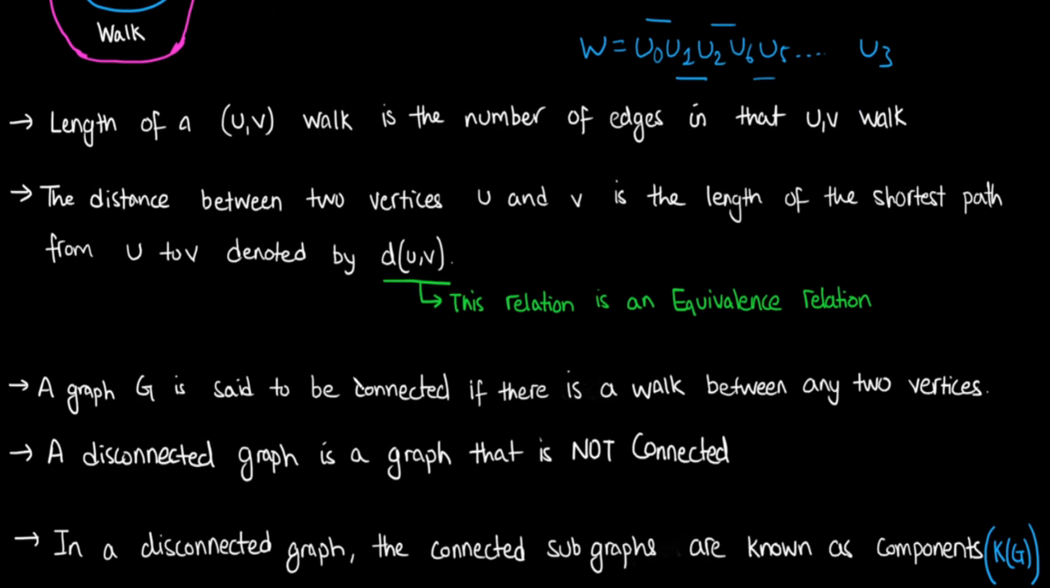A graph G is said to be connected if there is a walk between any two vertices. Up until this video, you've been hearing me say that this graph is connected. In its very essence, a connected graph means that for any two vertices, there is a walk in between. That's what a connected graph means. And a disconnected graph is a graph that is not connected. Basically, you just negate the definition of a connected graph to get a disconnected graph.